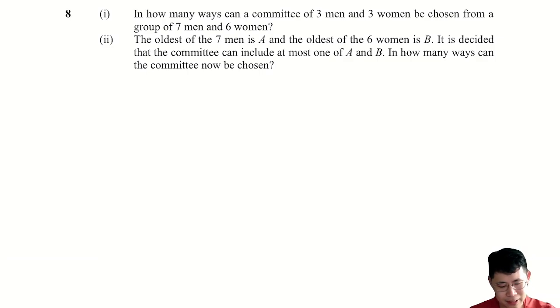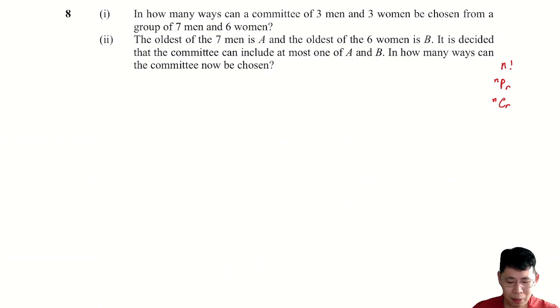Question 8. Once again, to recap, we have a few things going on here. We have n factorial, we have nPr, which is how many ways to arrange r objects out of a total of n objects, and how many ways to choose, so nCr. Mainly these three things.